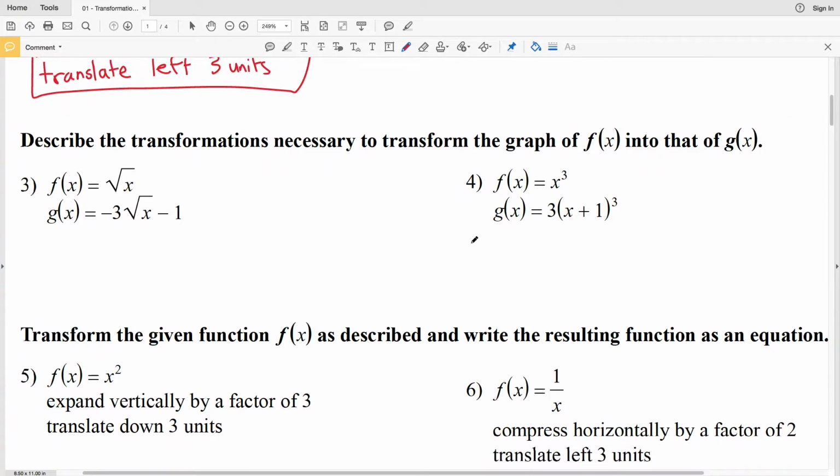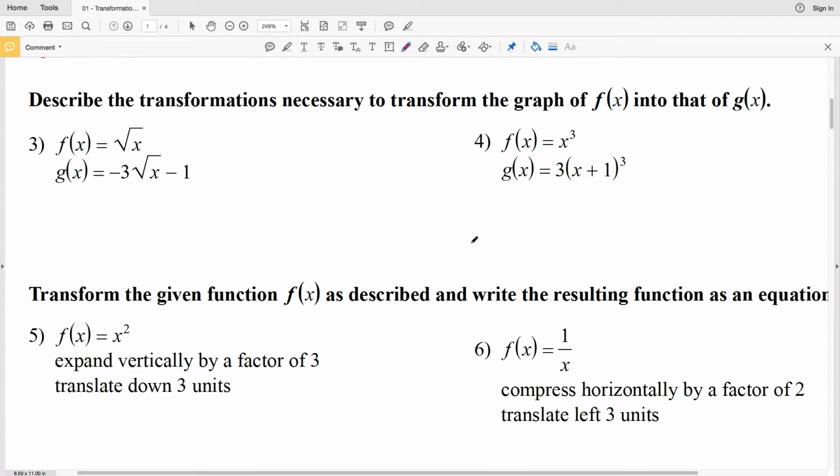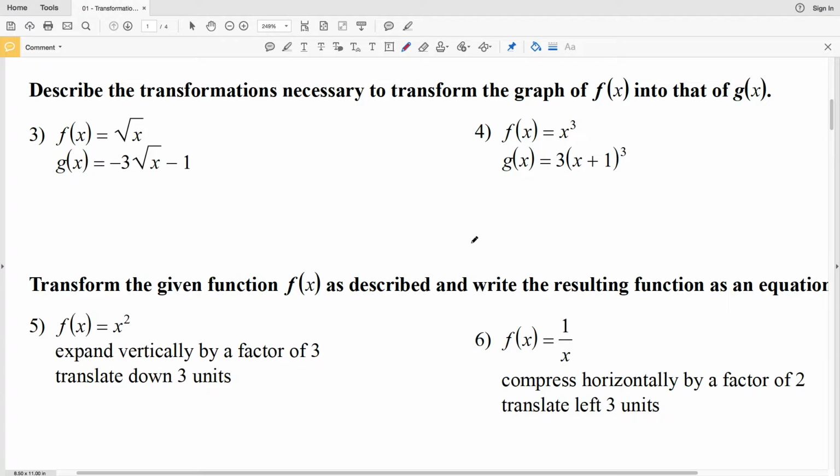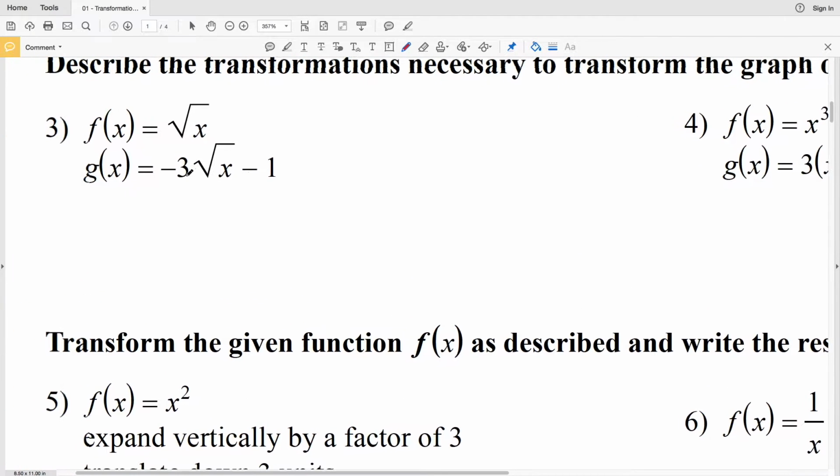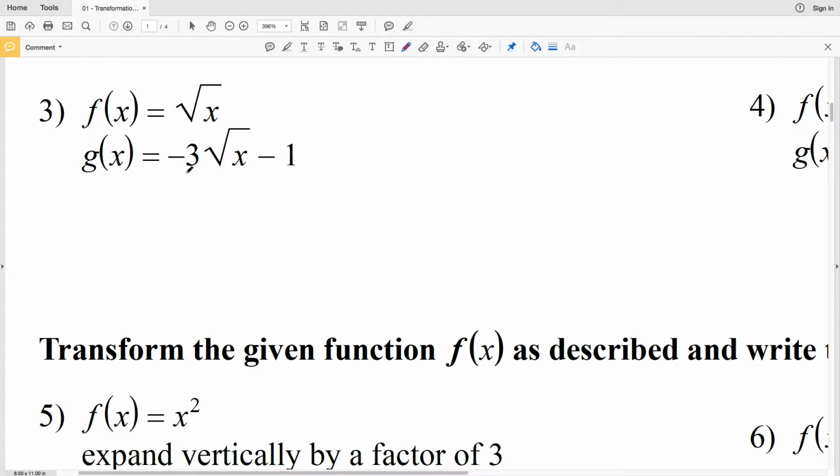Our next section, for numbers 3 and 4, it says to describe the transformations necessary to transform the graph of f of x into that of g of x. Now, as opposed to drawing this out, there's a few tricks so that we're aware of what kind of transformation is happening to the function. First, let's look at this value of 3.